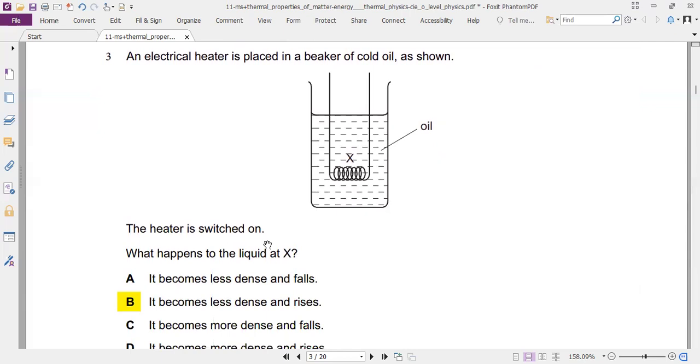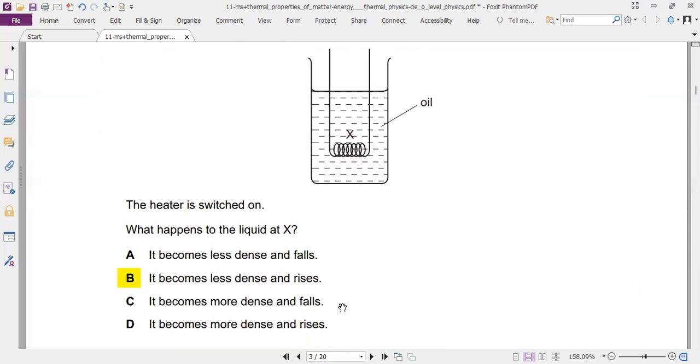Heater is placed, heater is on. What happens to the liquid at X? It becomes less dense and rises.